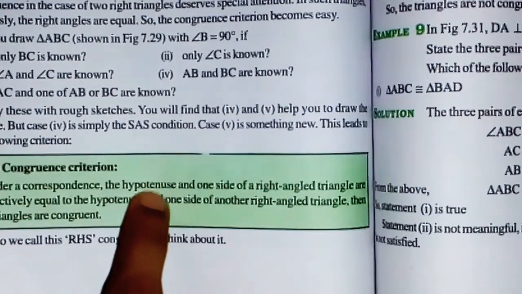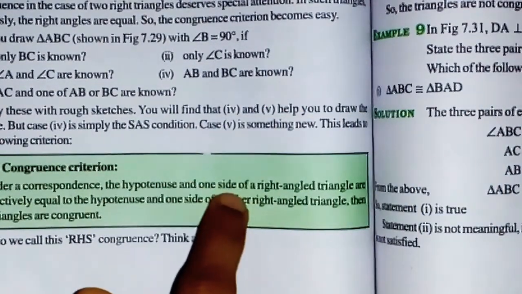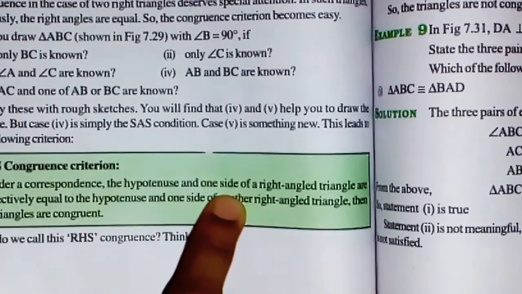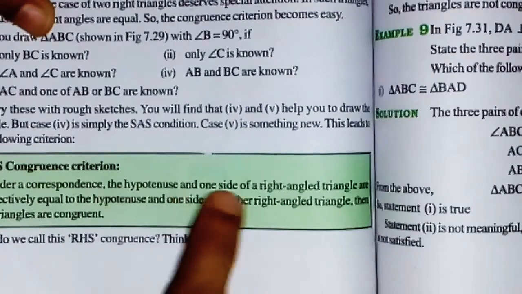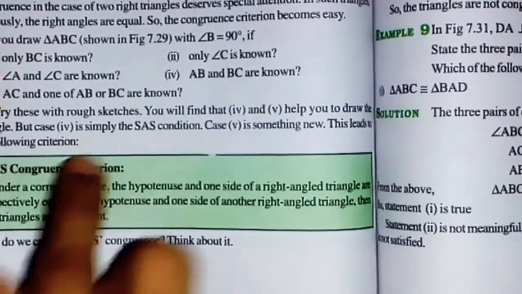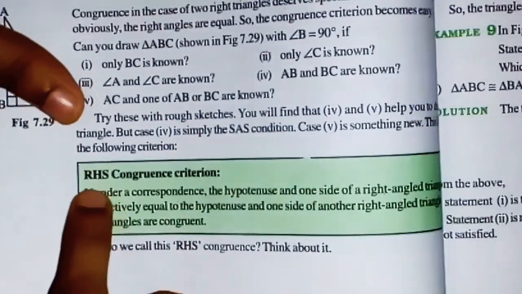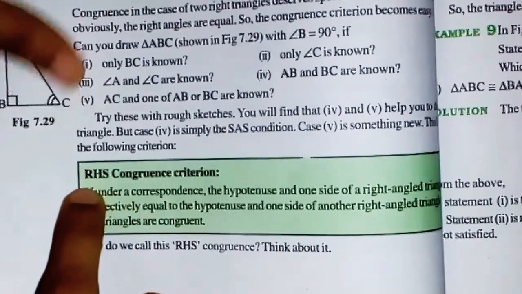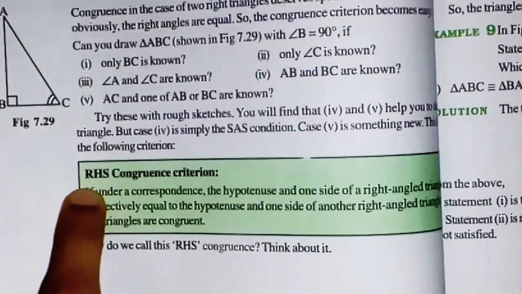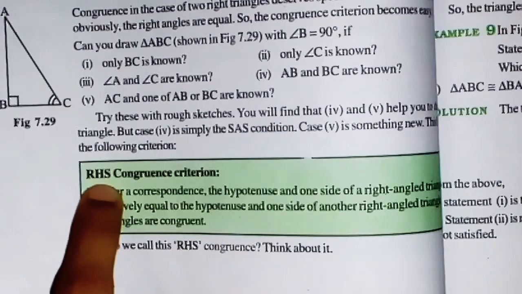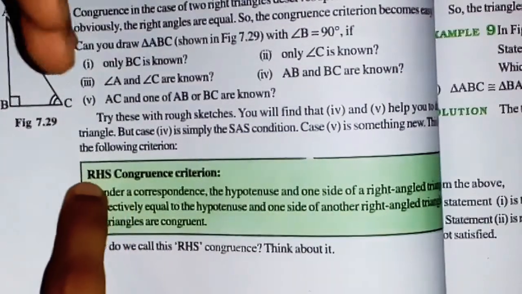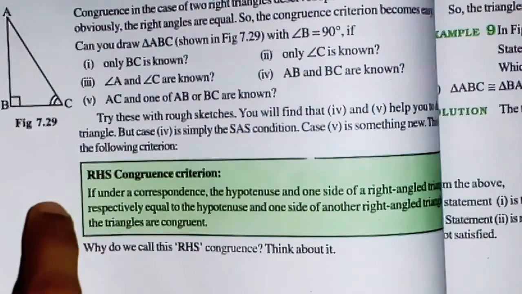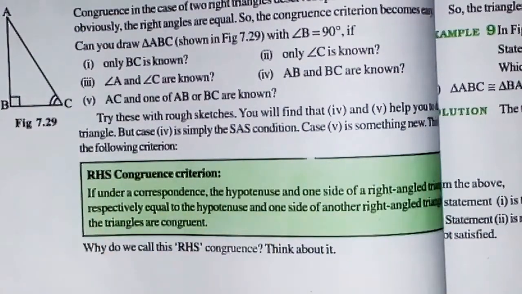So the hypotenuse and one side. Now this one side is not specified, so any side can be taken. So hypotenuse, one side and one right angle. That is why the name is RHS congruency. If you see the name, it is RHS. R means it should be a right angle. The angle should be 90 degrees. H means hypotenuse and S means any one side should be equal. So if these three of one triangle are equal to these three of another triangle, then the two triangles are said to be congruent.